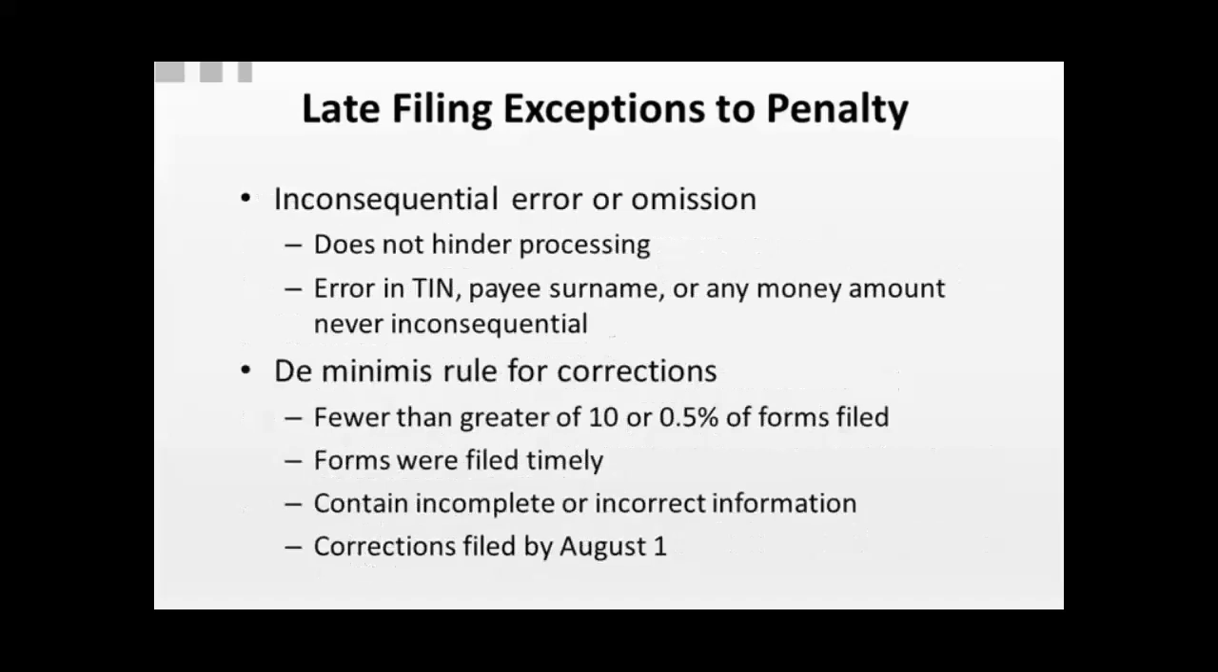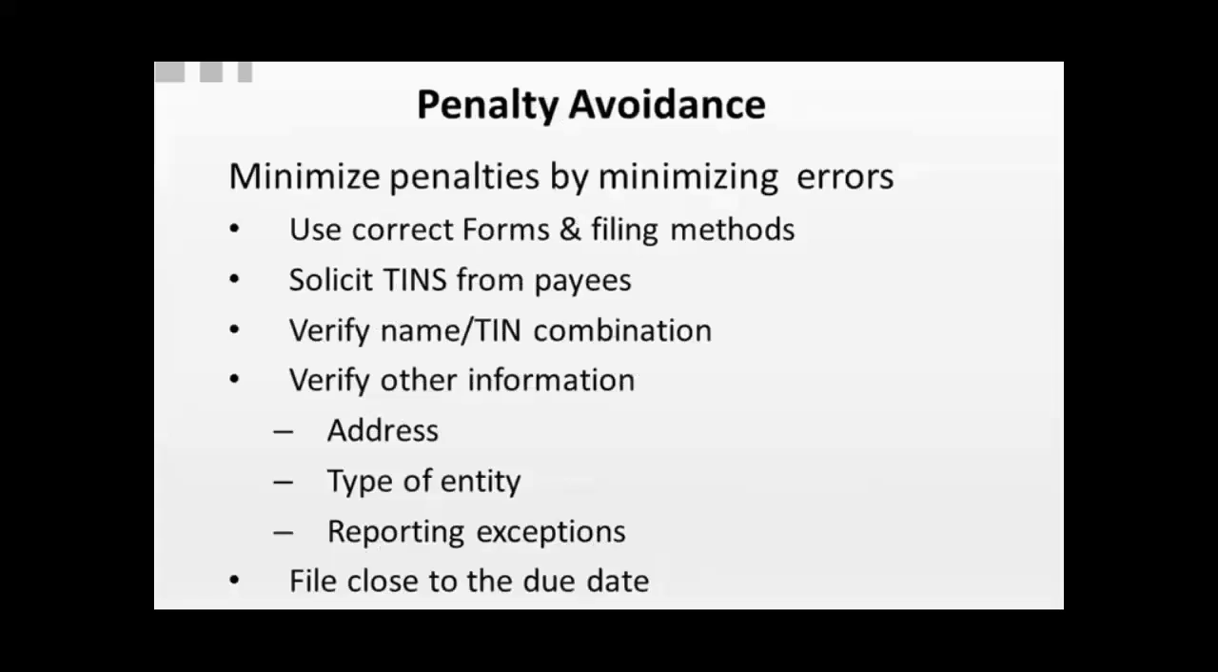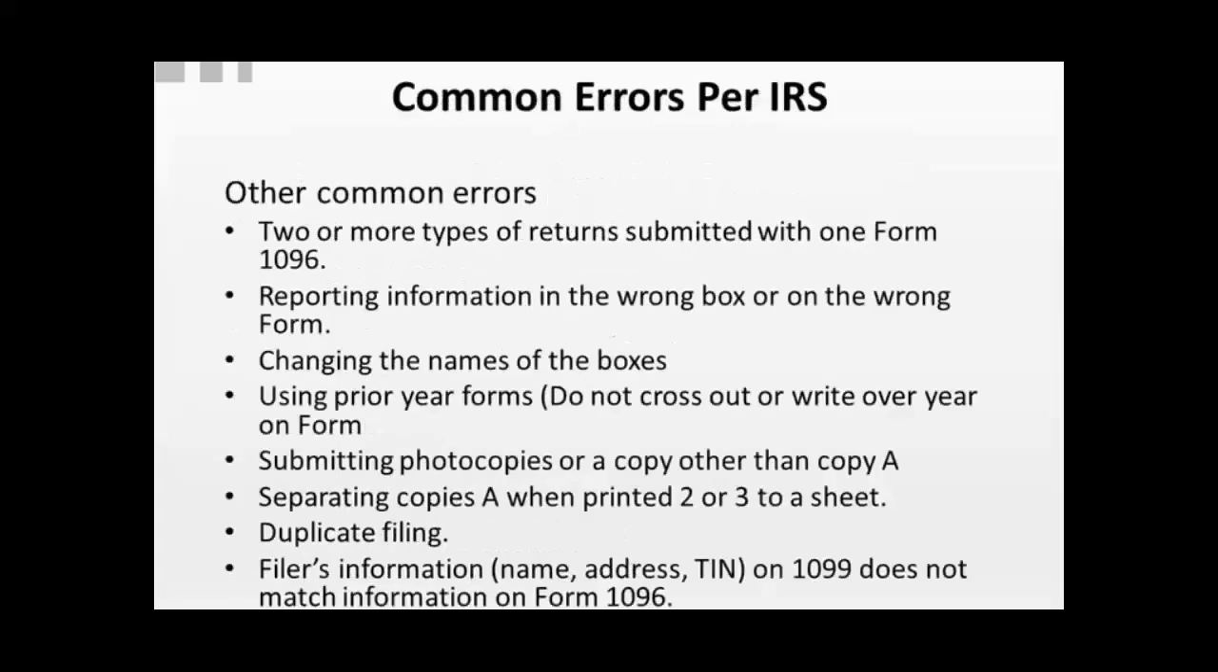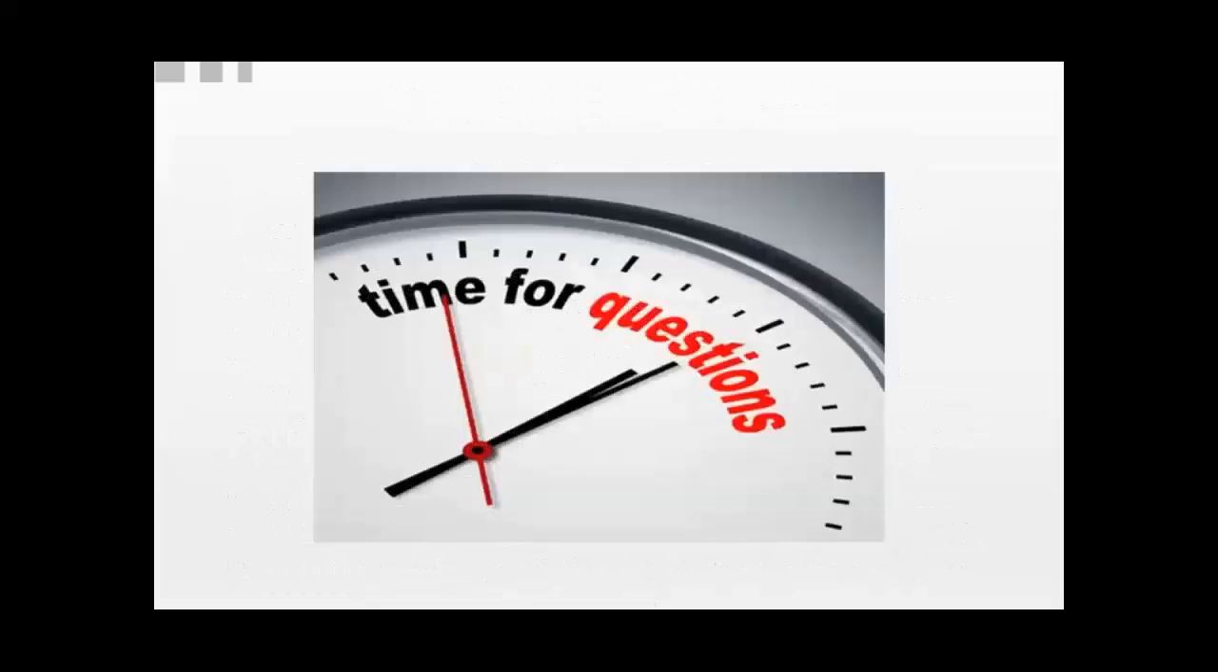Other exceptions are inconsequential error or omission. This is one that does not hinder processing or keep the payee from filing a correct return. And de minimis error for corrections, this is based on the number of errors. This is different from the other one. It's the greater of 10 or one half of 1% of forms filed, provided they were filed timely and they simply contained incomplete or incorrect information, and you made the corrections before August 1st. So some tips on avoiding errors and paper forms and stuff like that.